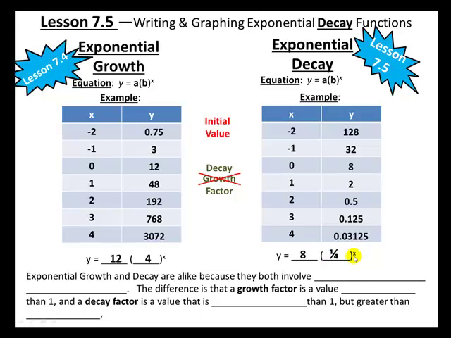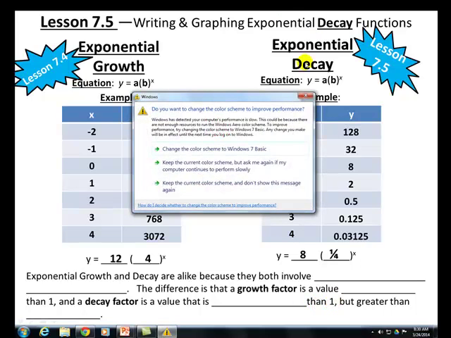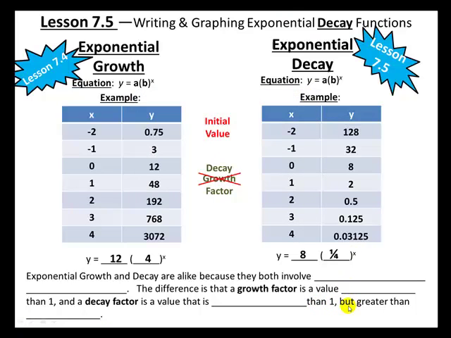Now, exponential growth and exponential decay are alike because they both involve what? It's a two-word thing here. I'd like you to try to fill that in on your own. The difference is that a growth factor is a value that is what compared to 1, while a decay factor is a value that is what than 1, but it is still greater than what number here. So fill in those blanks in your notes. I'm not actually going to write them in, but I'll check to make sure that you have something written in as an attempt at doing that.